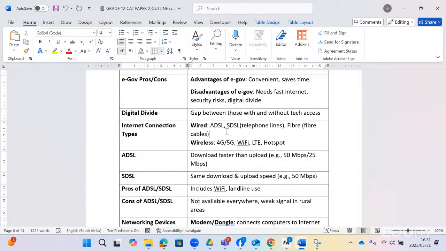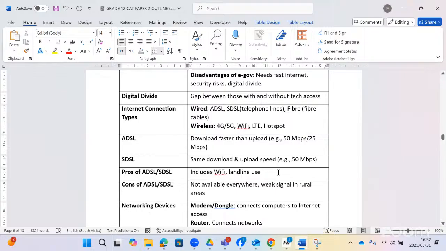Right. And then, like I said here, with ADSL the download speed is faster than the upload speed. For example, when the download speed is 50 megabit per second, the upload speed will be half of it, which is 25 megabit per second, the maximum one. Then SDSL has the same download and upload speed. For example, if your ISP says they are giving you 50 megabit per second, the download speed will be 50, the maximum limit, and then the upload speed will also be 50.